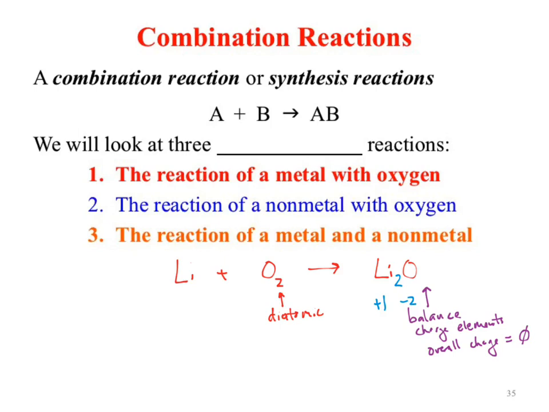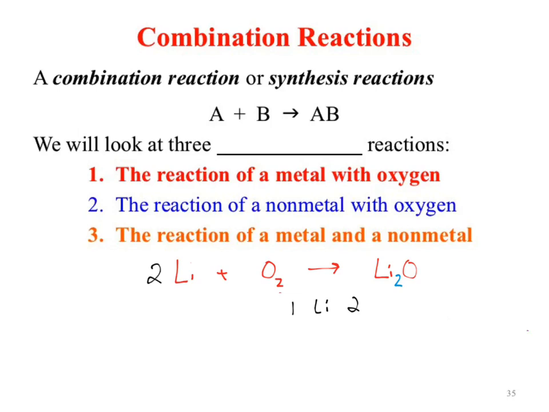Okay, so our balancing process, where do we start? Lithium in the middle. How many lithiums on the left? 1 and 2. Is that balanced? What do you need? 2. Now we do oxygen. How many oxygens on the left? 1. On the left, 2, because of the 2 there. On the right? 1. Is that balanced? No. So what do you do? You need a 2 there.